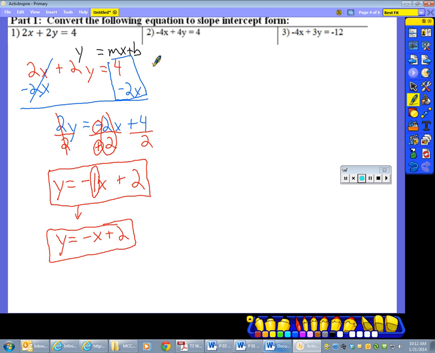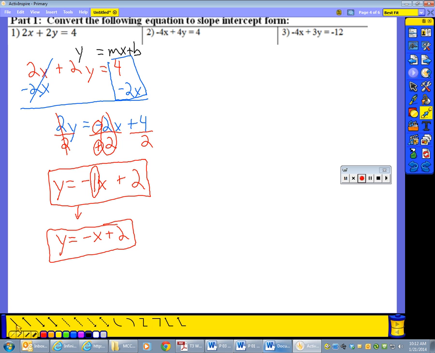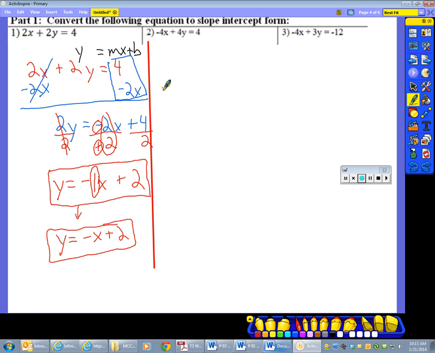Alright, so let's move on to the next one. Let me get a line here to separate. Alright, and I'm going to go a little bit faster on this next one because they're all done the same. So we've got negative 4x plus 4y equals 4. And I'm trying to get in the form of y equals mx plus b.